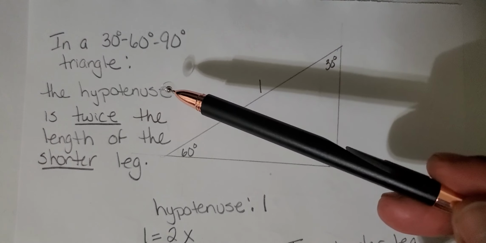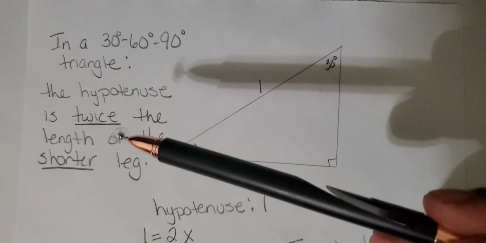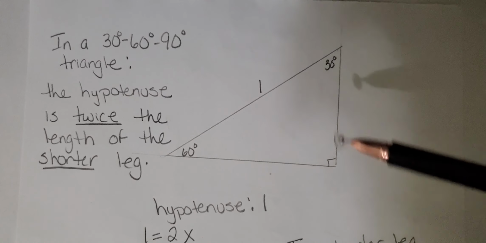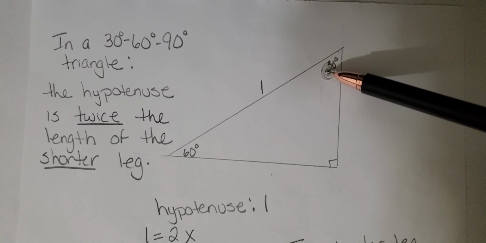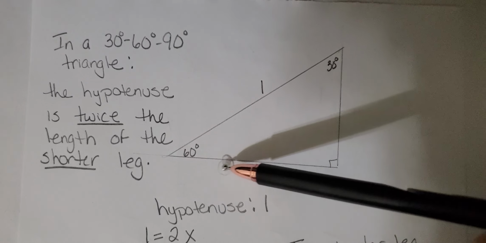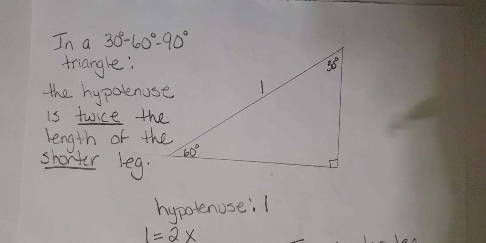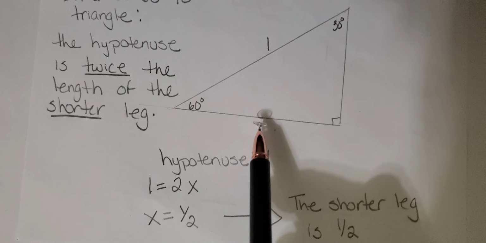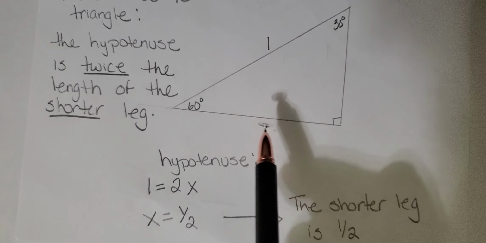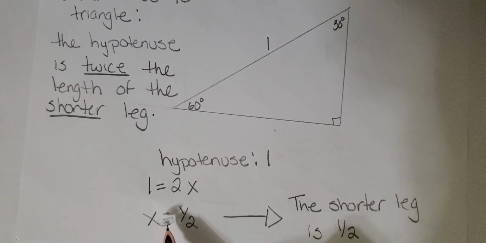So the hypotenuse of a 30-60-90 degree triangle is twice the length of the shorter leg. The shorter leg is always going to be the side that is opposite the 30-degree angle. So if this is the 30-degree angle, the side that's opposite is going to be this side here. Okay? So if the hypotenuse is 1, then we could set that equal to 2 times x. What we're assuming is that we're using x to be the measurement of this side of the triangle. In solving for x, we get that x is 1/2. So the shorter leg is simply 1/2.